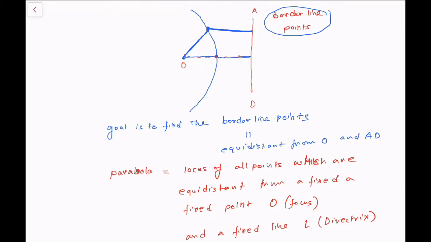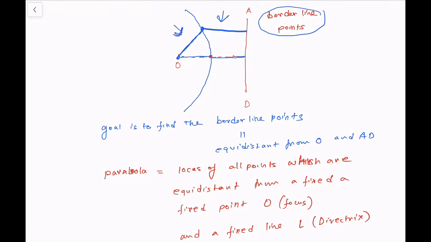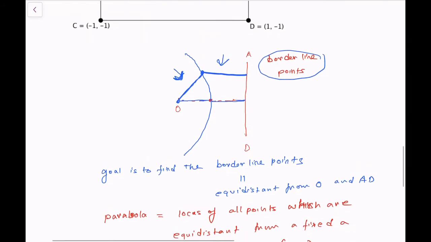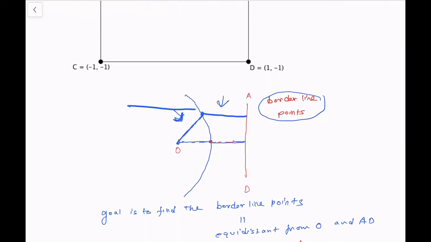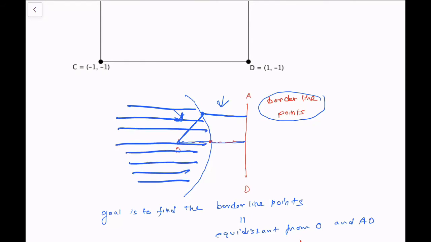Now we have found the borderline points. Any point which is on this side of the borderline or the bordering parabola would be closer to AD, and any point which is on this side of the parabola would be closer to O compared to AD. So we would be interested in all points which are in this zone. Of course, then we have to also worry about the other three sides. So given that you understand this, let's look at a short animation of what we are talking about.